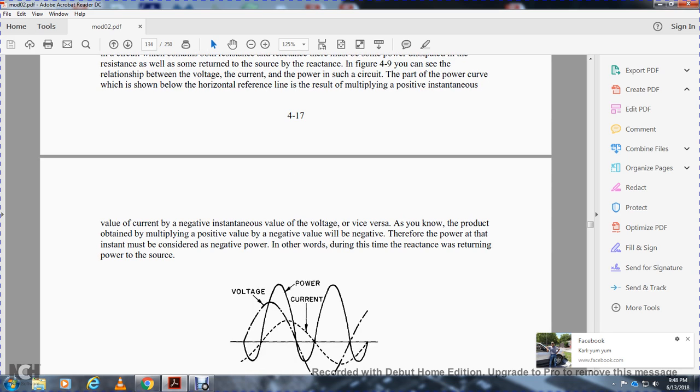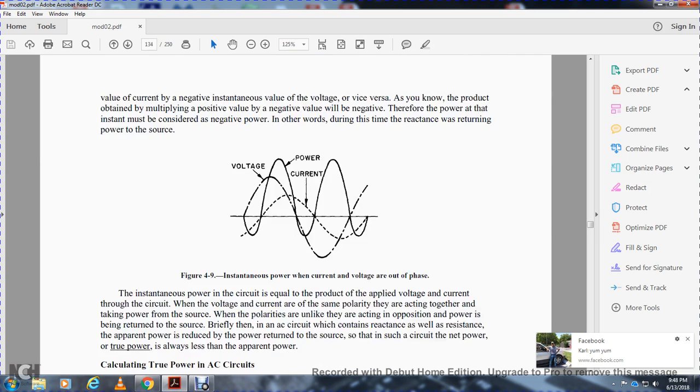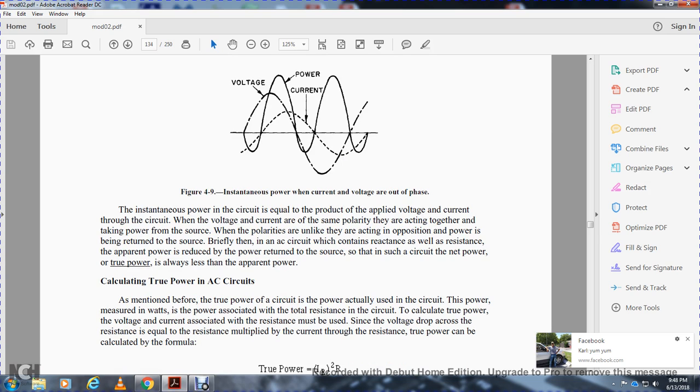So you have voltage, power, and current, and they all step off at different times. Notice the current and the power have their own phase relationship, and voltage and power have their own phase, and they also both lag and lead.